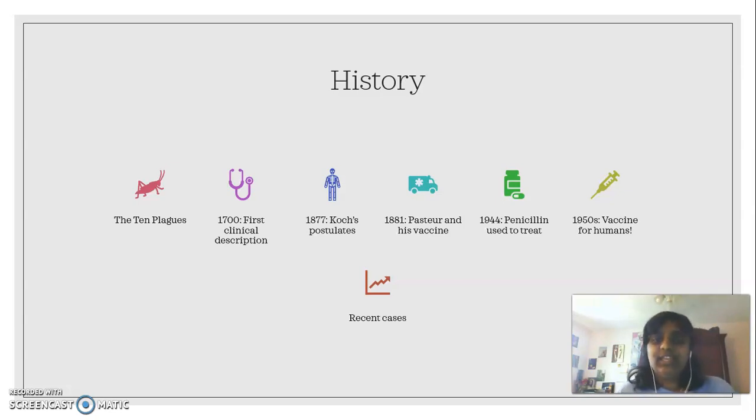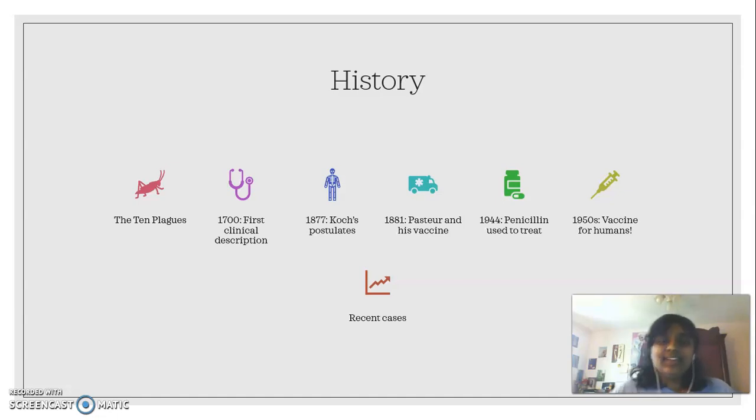And then in 1881 Pasteur comes along and creates a vaccine that's really effective with animals, preventing them from getting infected with anthrax, which is super great for the livestock industry from then on. And then in 1944 they start using penicillin to treat patients with anthrax, and it ends up being super effective. It's not until the 1950s that you start getting a vaccine that is primarily for humans, and then we've just been working on it ever since and making it more and more effective.